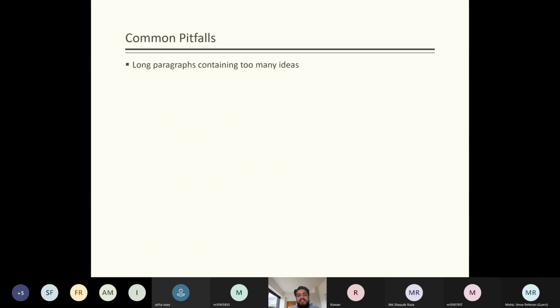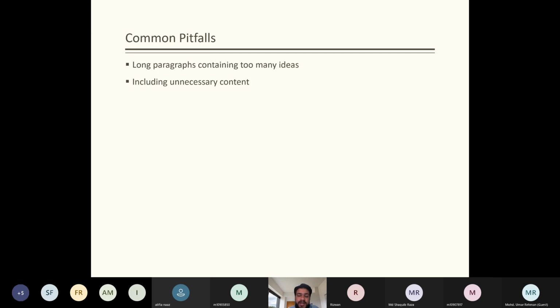Continuing with common pitfalls, these are some general pitfalls. They are long paragraphs containing too many ideas. Paragraphs should be concise and centralized on one main idea. Each paragraph should be centralized upon one main idea. It shouldn't have too many ideas. If you have multiple ideas, they should be in separate paragraphs.